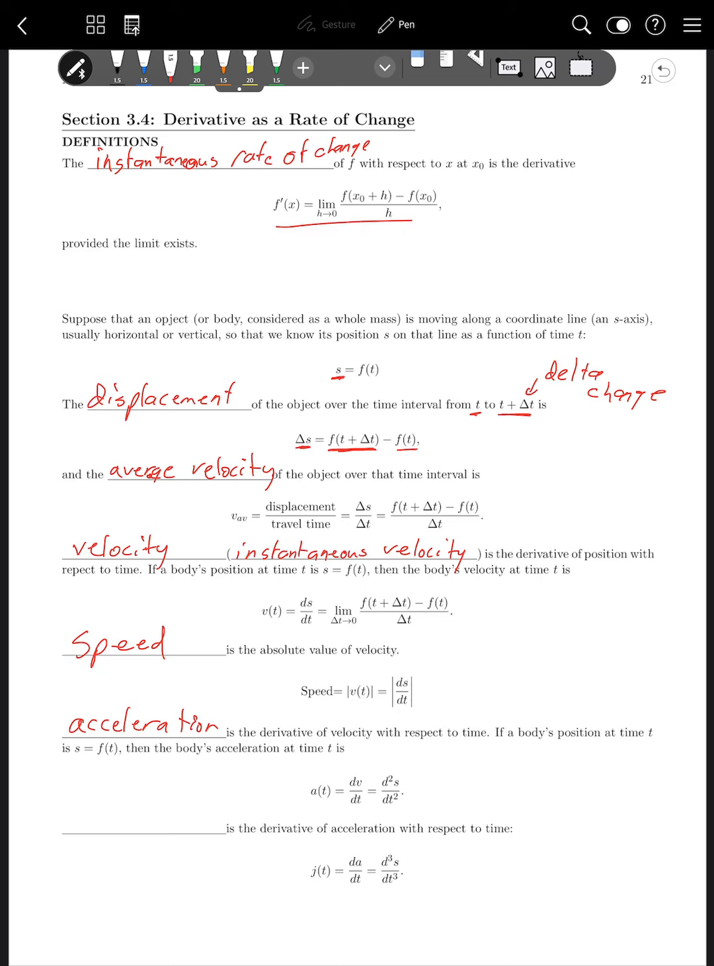And then the last one is called jerk. Jerk is the derivative of acceleration with respect to time. So j of t is equal to the derivative of a, or the third derivative of its position. So jerk is how fast you are accelerating. Okay. So that's some of the definitions we're going to look at.